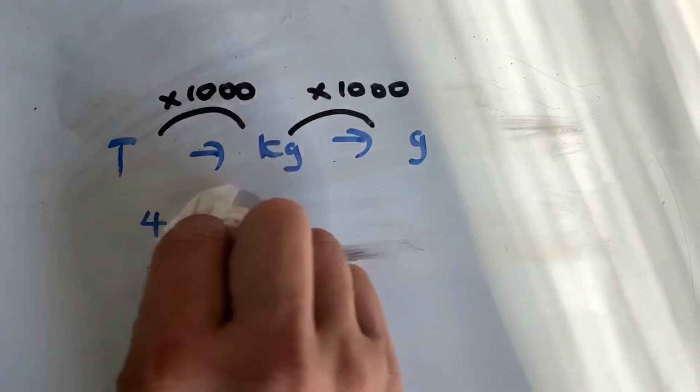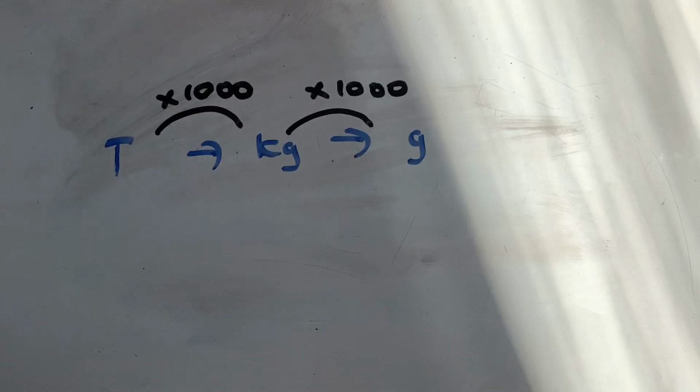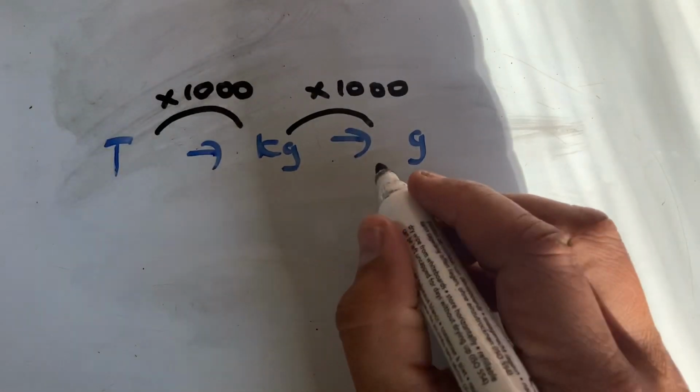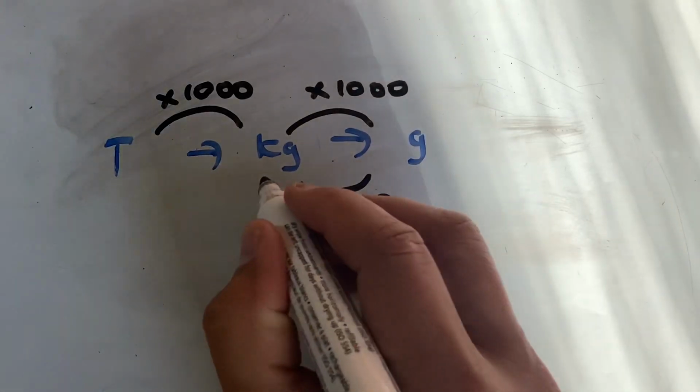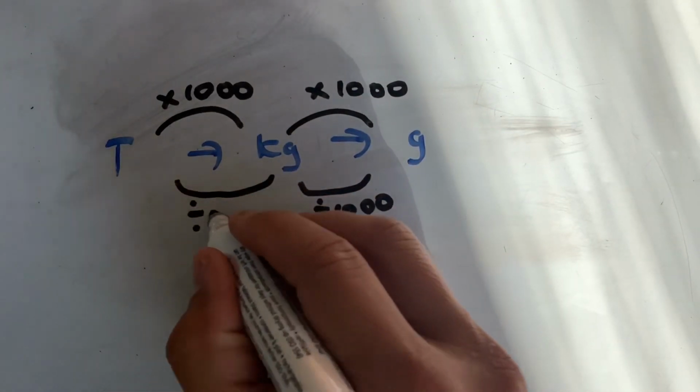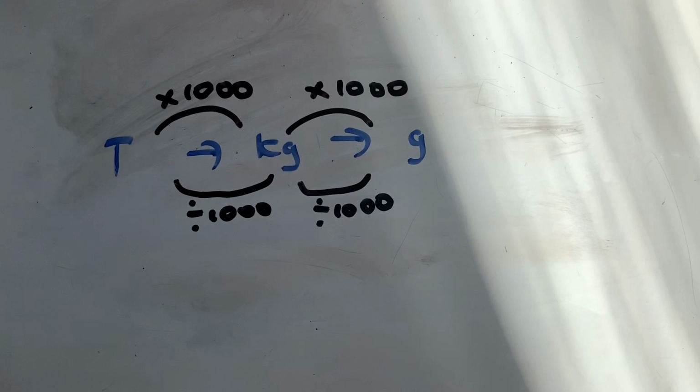To do the reverse, the same thing is going to happen. If I have a gram and I'm going to change to kilogram, I divide by 1,000. And from kilogram to ton, I divide by 1,000. So we shall do a simple question.